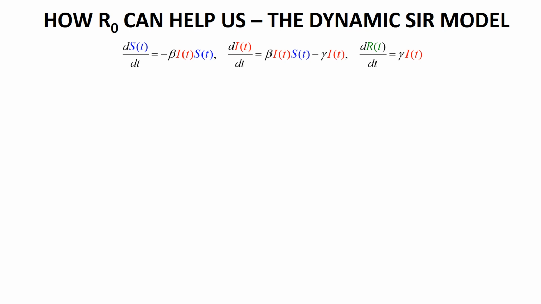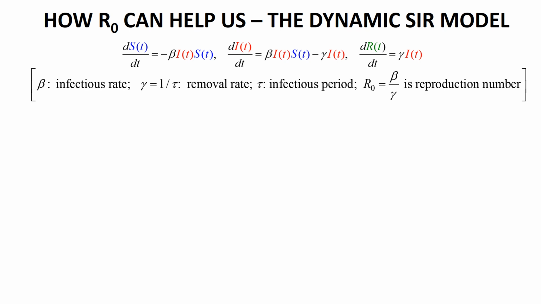There are 2 parameters there, beta and gamma. Beta is the infectious rate, gamma equals 1 over tau, which is the removal rate, and tau is the infectious period. And if you remember in previous slides, we said R0 equals beta times tau. So R0 equals beta divided by gamma, and that's, of course, the reproduction number, which is inherent in that model.